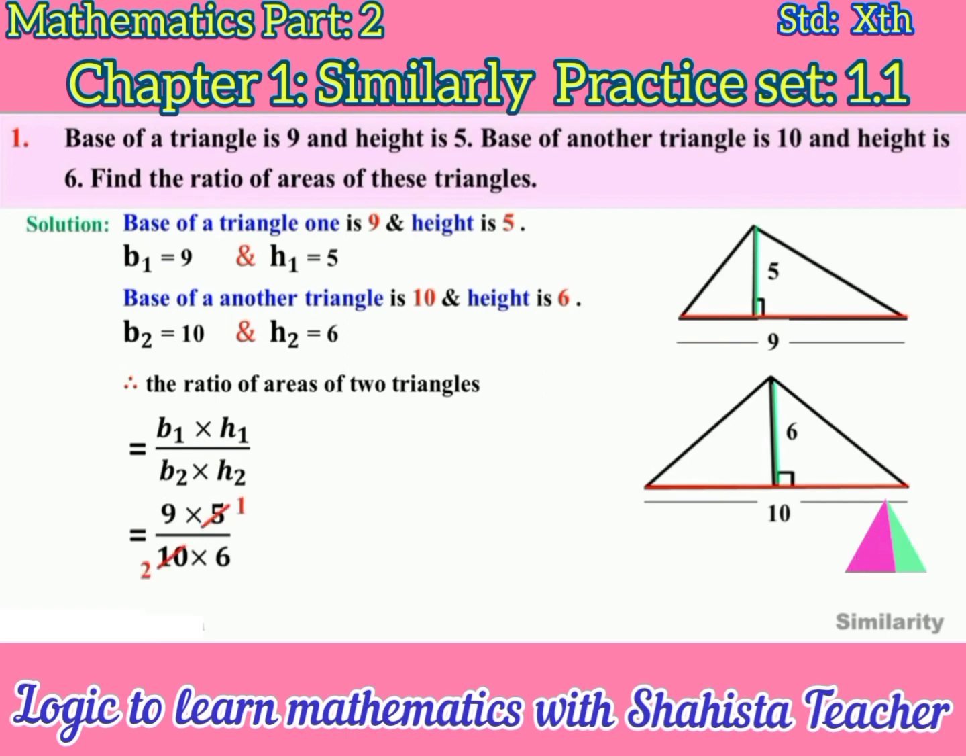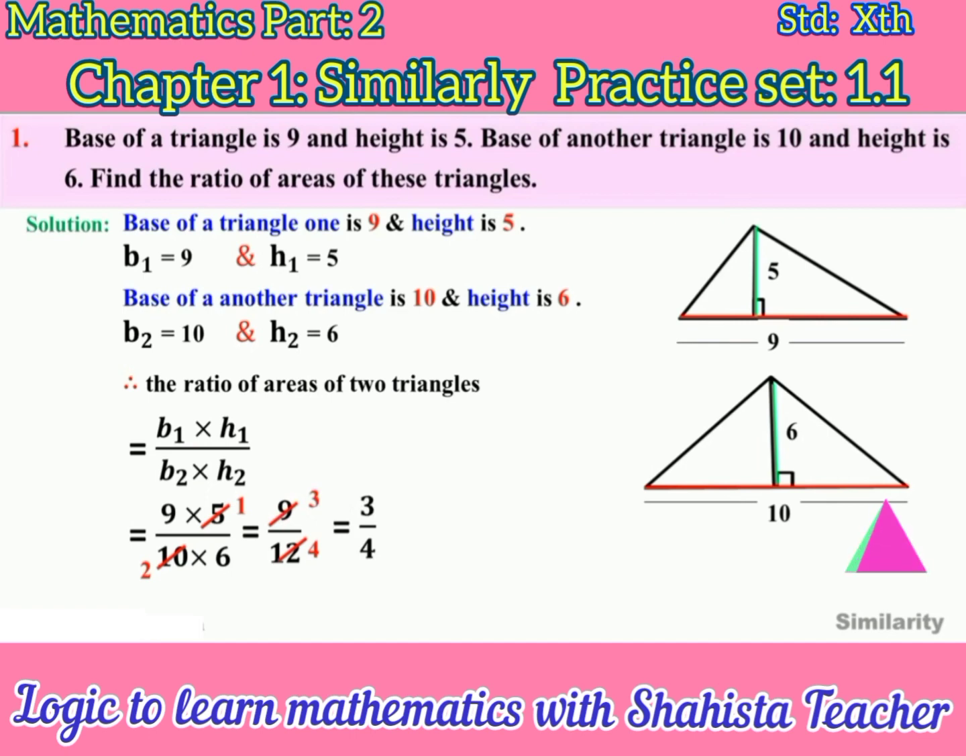After dividing, 5 ones are 5, 5 twos are 10. So here we have 9 ones are 9 and 2 sixes are 12. Similarly, 3 threes are 9 and 3 fours are 12. So 3 upon 4. That is equal to 3 upon 4.